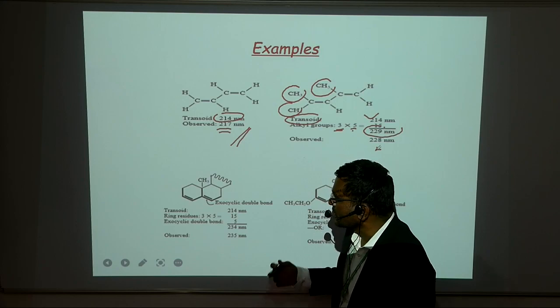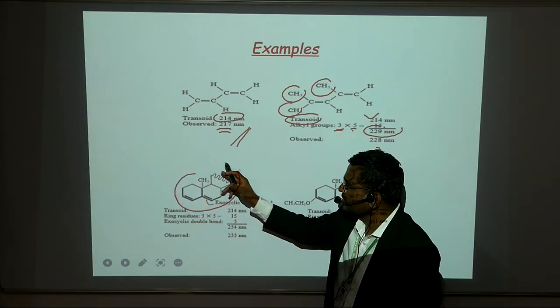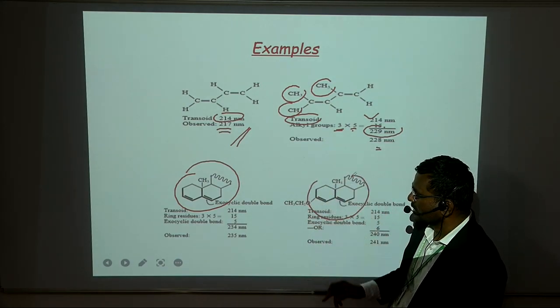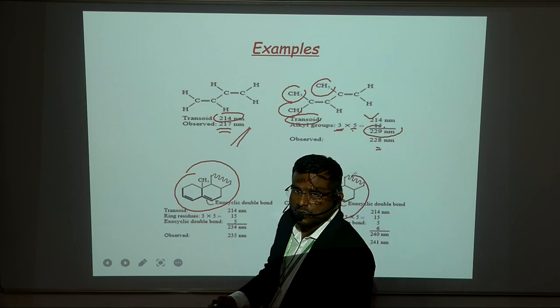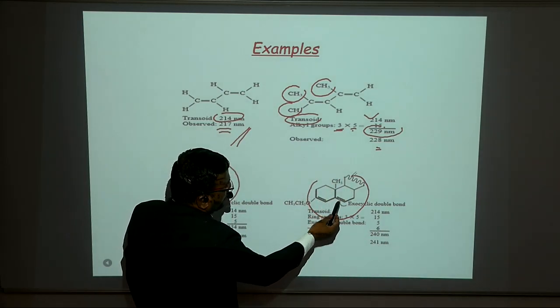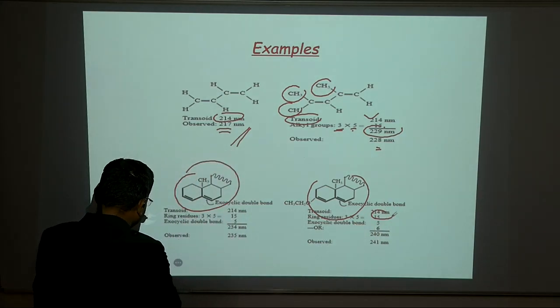Similarly, there are another 2 examples. This is an example of heteroannular diene, and this is also an example of heteroannular diene. Now, in the first case, this is a heteroannular diene. The base value is 214.